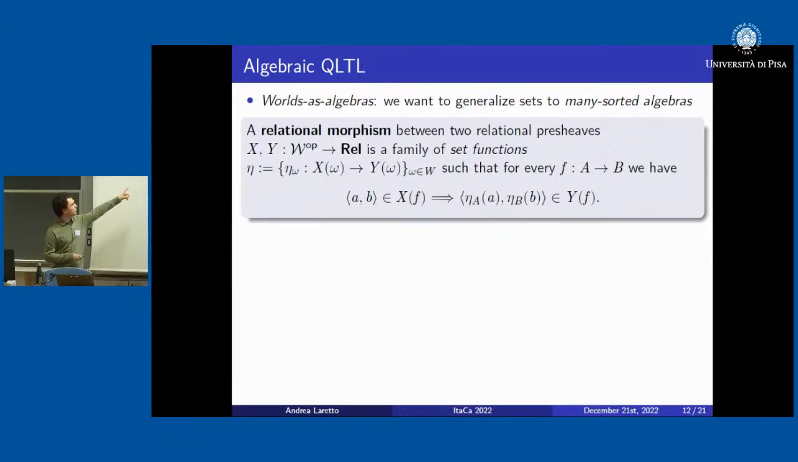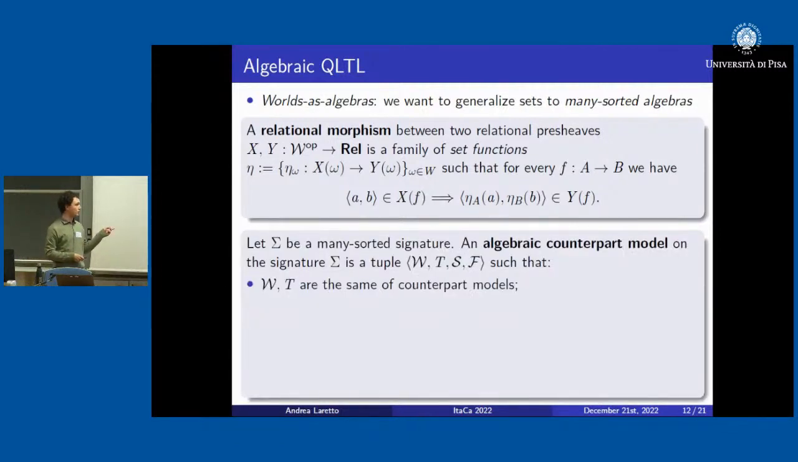So you have two relational pre-sheaves X and Y, and you define not a natural transformation between them, but a family of set functions between them. And you will see this corresponds with the intuition that in algebras you talk about functions and not relations. So you define a family of set functions for each world, such that for every arrow in the category, if two elements are related by X, then they are also related after the transformation. It's just an implication, not an if and only if. This is the intuition.